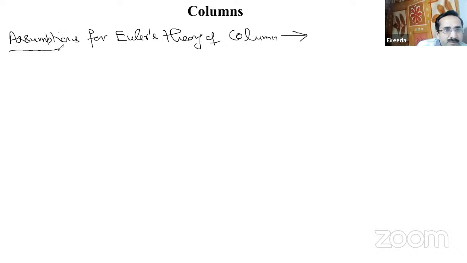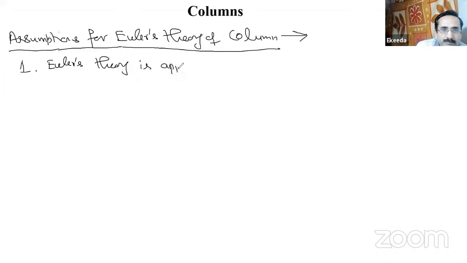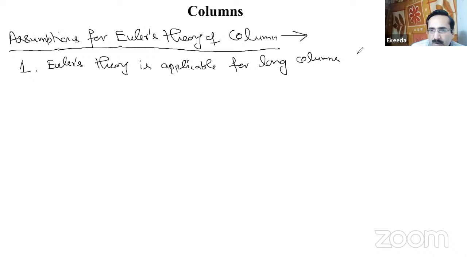When we discuss Euler's theory, it means we are discussing the long columns only. So we are taking the long columns into consideration. Euler's theory is applicable for long columns only, because for short columns we have the direct stress formula, so we can directly apply the direct stresses. So it is applicable for long columns.